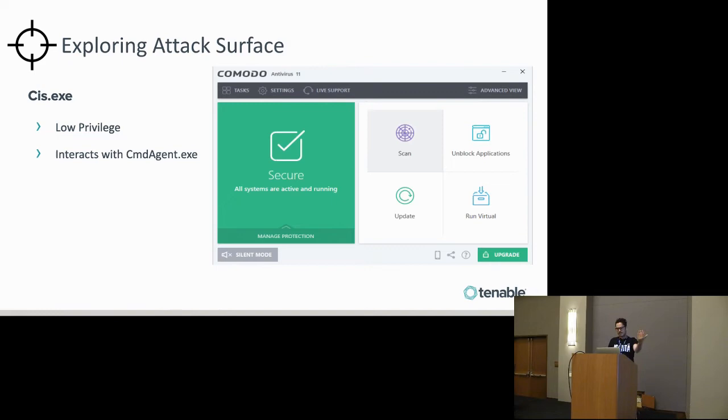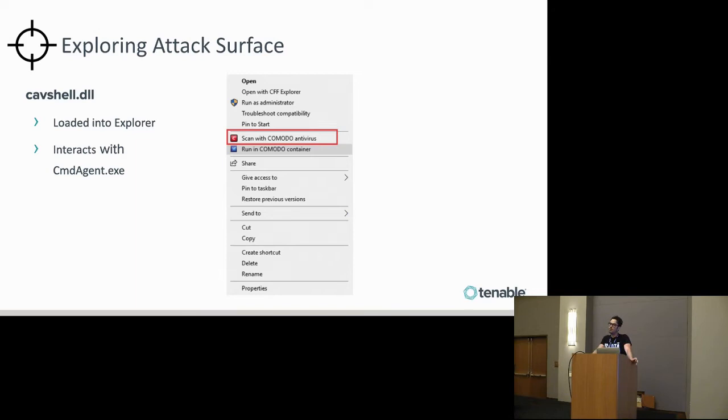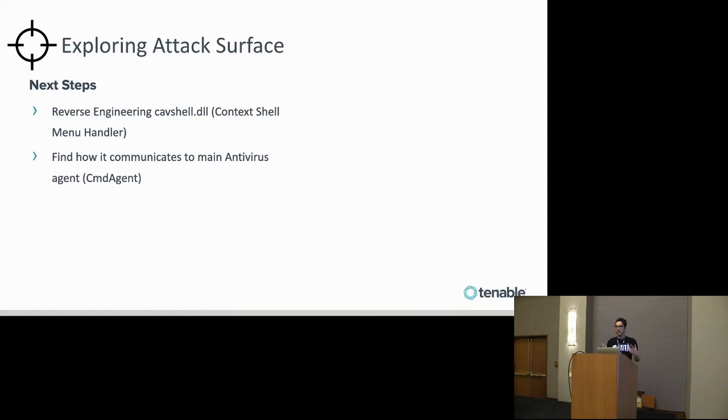And there's also the context shell menu handler in Windows. So in Komodo, when you right click on a file, you can also scan that file with Komodo antivirus. So clearly, that's another instance where it must be getting the string for that file, passing it somewhere, and telling some privileged agent to scan it. There must be some communication going on there. So to figure out this communication, I went ahead and reverse engineered cavshell DLL, the context menu handler, and I wanted to see how it's communicating to the main antivirus agent.